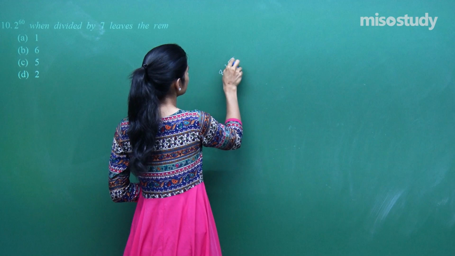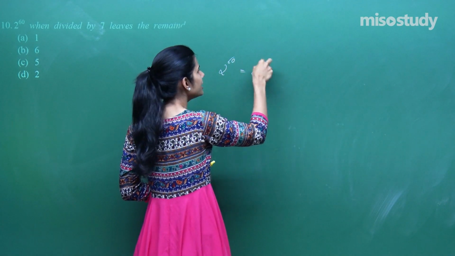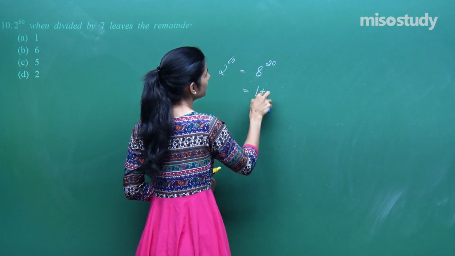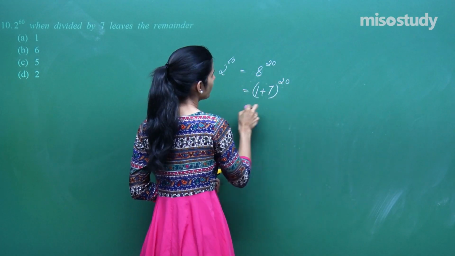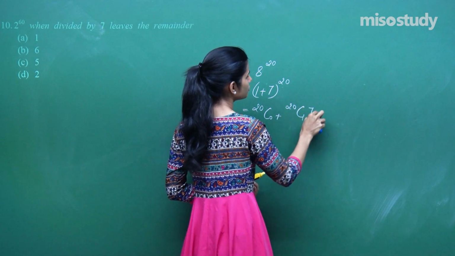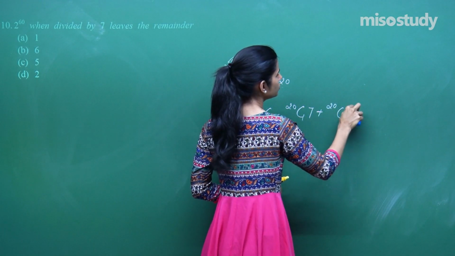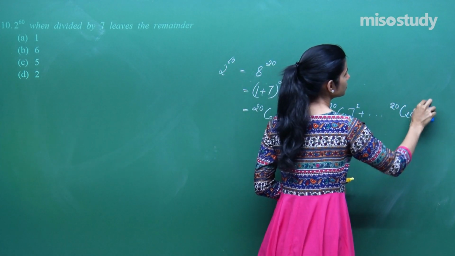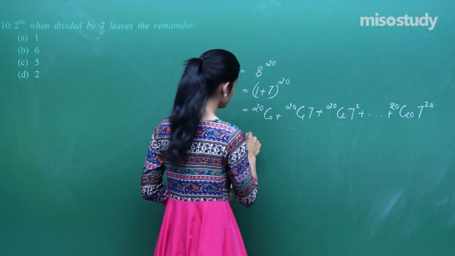2 to the power 60 can be written as 2 to the power 3 to the power 20, which means 8 to the power 20, which means (1 plus 7) to the power 20, which can be written as 20C0 plus 20C1 into 7 plus 20C2 into 7 square plus ... 20C20 into 7 to the power 20.